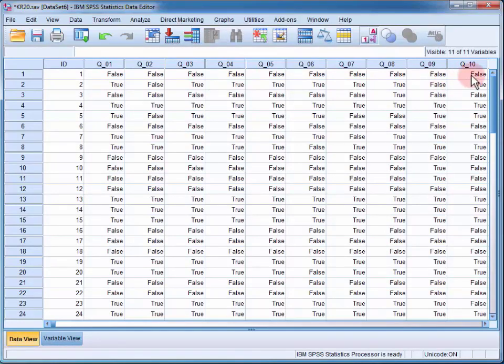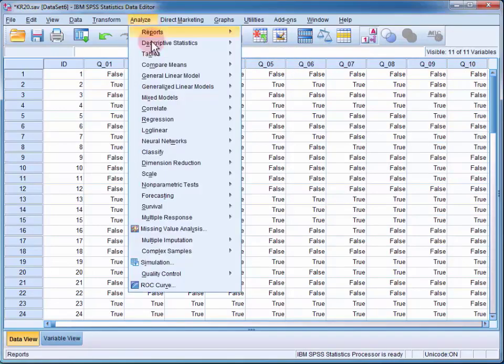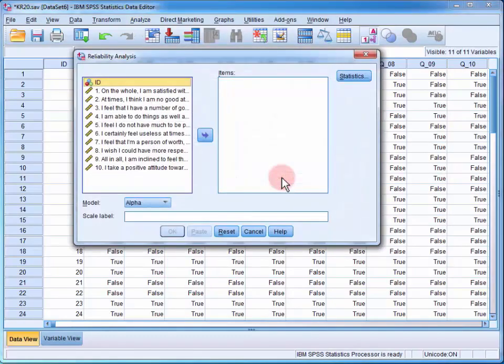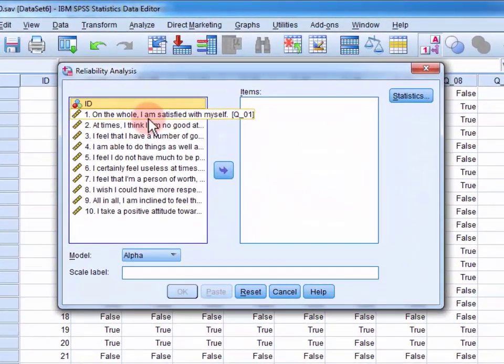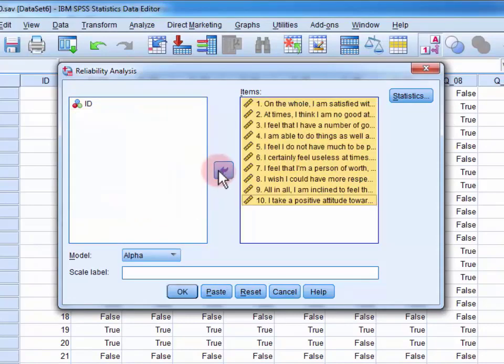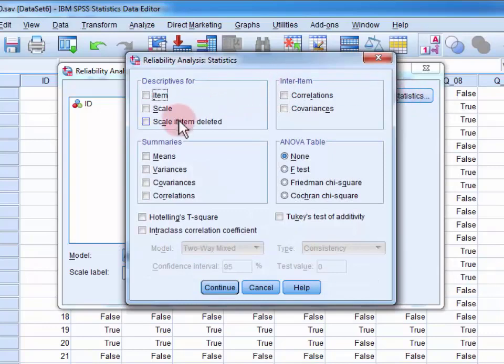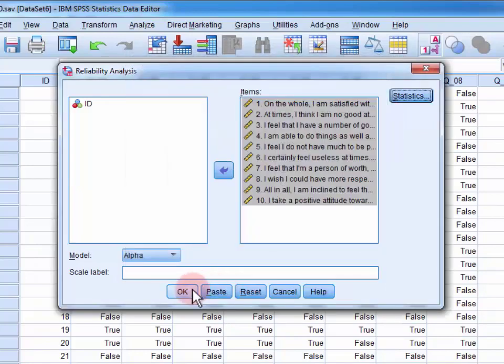To calculate the Kuder-Richardson 20 coefficient, we open up the Analyze menu, go to Scale and Reliability. We move all of the items into the Items field. We open up the Statistics menu and select Scale if item deleted. Click Continue to close the menu and OK to estimate the coefficient.